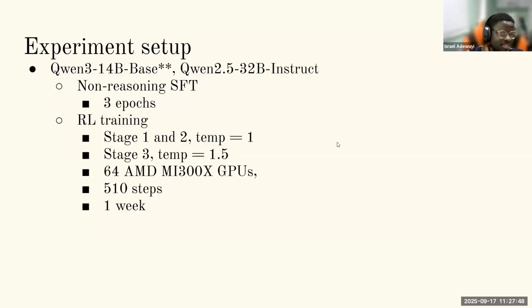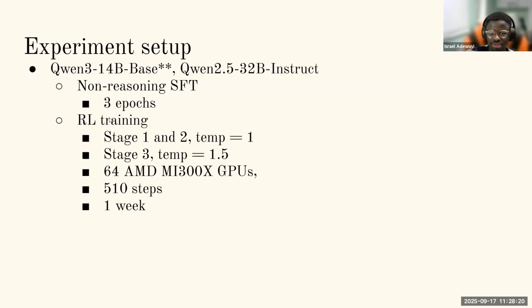So yeah, experiment setup. The model that they used was Qwen3 14B base and Qwen 2.5 base. Because this was already an instruct model, they didn't perform non-reasoning SFT on this, and even throughout the paper, they only referenced this Qwen 2.5 base a few times. So we're focusing on Qwen3 14B base. So again, non-reasoning SFT just for 3 epochs.